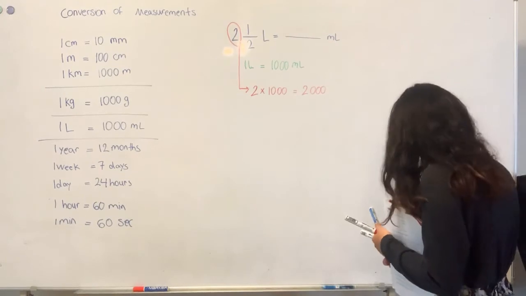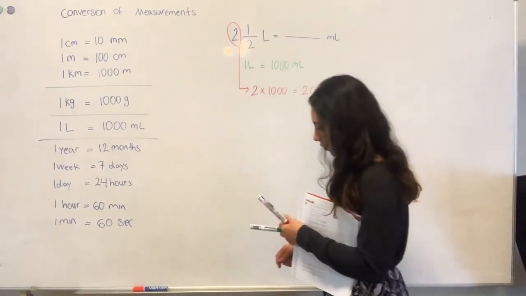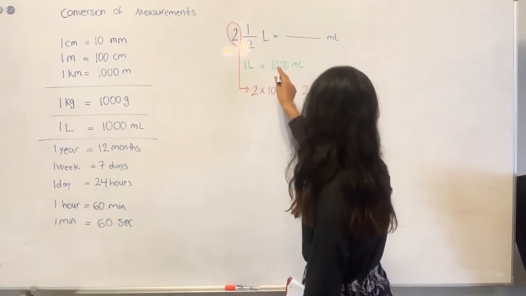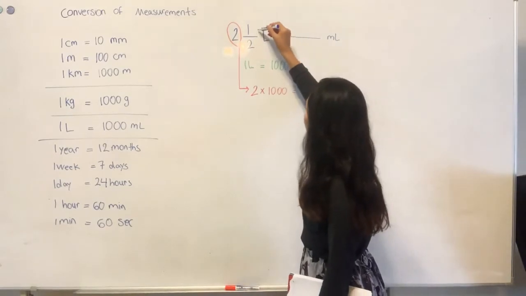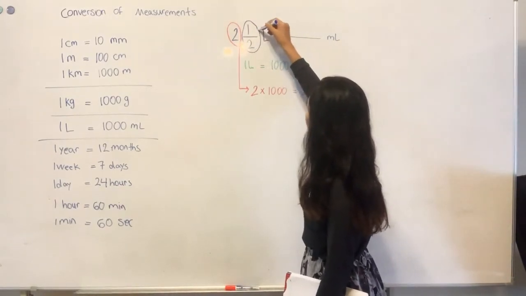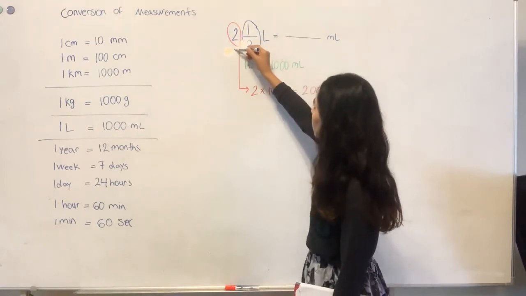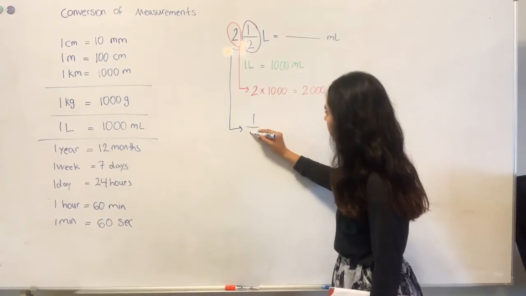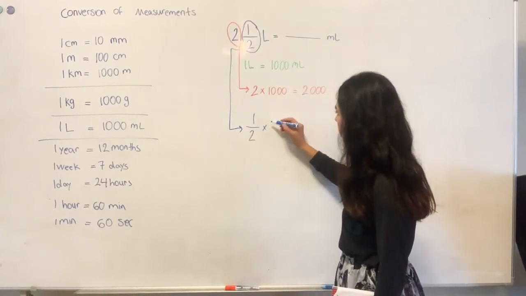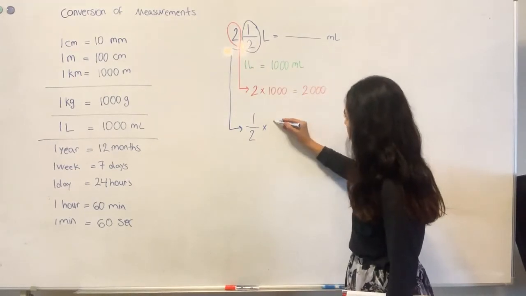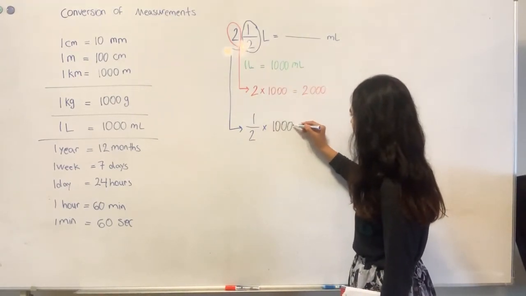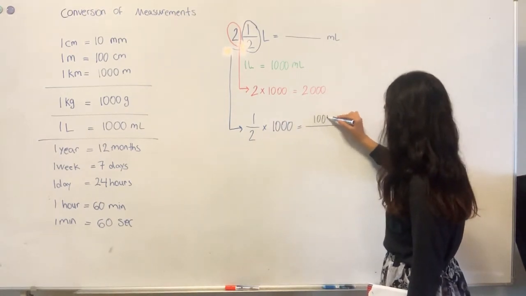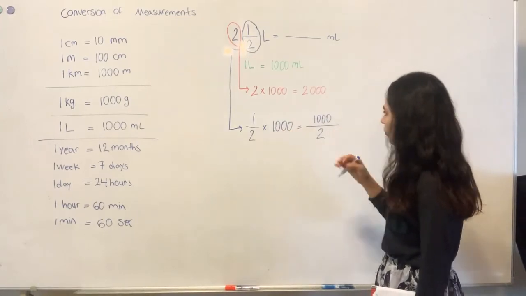Another one I'm going to do, I would like to choose a different color to show. I'm going to use blue, because if I use green, it's mixed up. So I'm going to take this one and convert it to milliliters. How do I do that? Half times 1000, because this is liter, I want to convert it to milliliters. Equals to 1 times 1000, it's 1000 divided by 2.